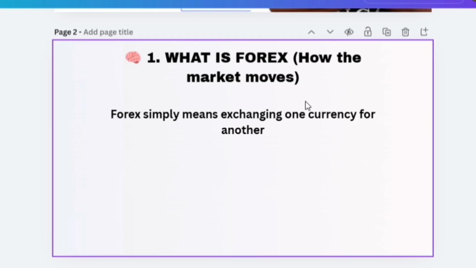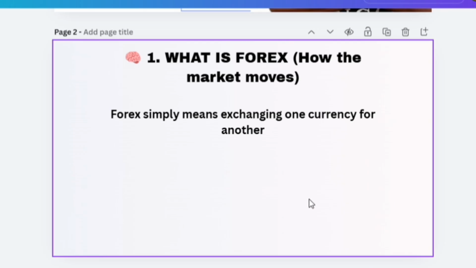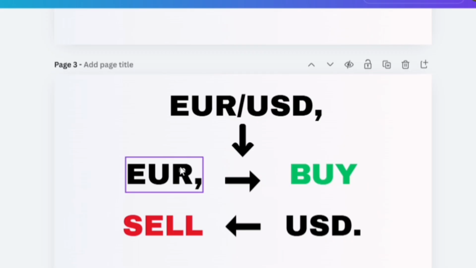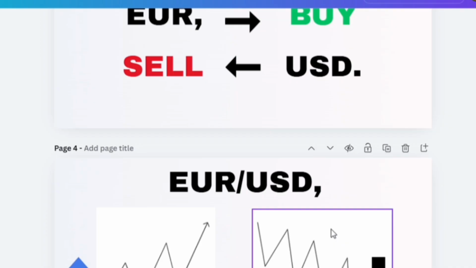Now, first of all, what is Forex? To explain everything in a very simple way, Forex means changing one currency for another. That is Forex trading. If you are changing one currency to another, for example, the EURUSD, if you are trading EURUSD, it means that you are buying the euro and you are selling USD. That is what it means. You are buying euro and you are selling what? USD.